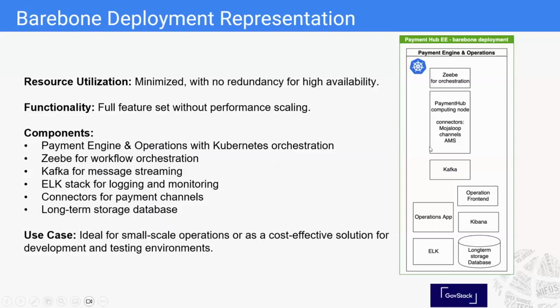The components that come with this type of model are all the basic functions required to test the functionalities. The payment engine is there, and the Kubernetes orchestration engine is there. ZB for working out the BPMNs, Kafka as the queuing engine, as well as the ELK stack and all the connectors that we talked about. And there's also the storage database. So overall, in one node, everything is there, but it does not have any redundancy. So it is ideal for small-scale operations, and it is also a cost-effective solution, recommended when you want to test it out.